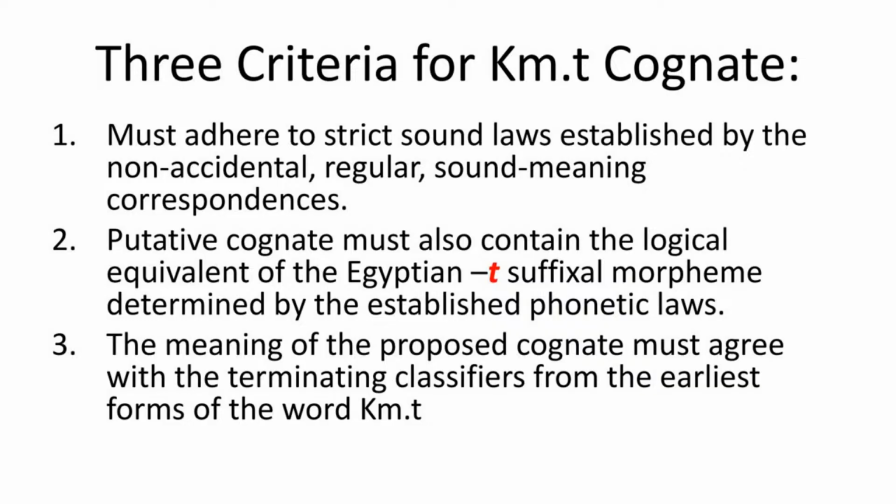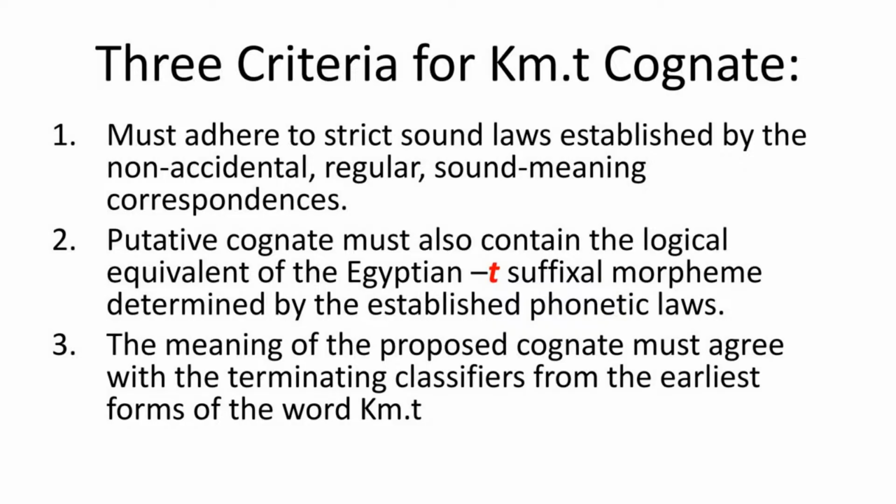The first one is that the proposed or putative cognates must adhere to strict sound laws established by the non-accidental regular sound-meaning correspondences. It could not just be that there's a word Kemet in Egyptian, and there's a word that kind of sounds like it in some other language, and I declare that these 2 words are cognate. It must be the result of the regular non-accidental sound-meaning correspondences established throughout the lexicon, especially the basic vocabulary.